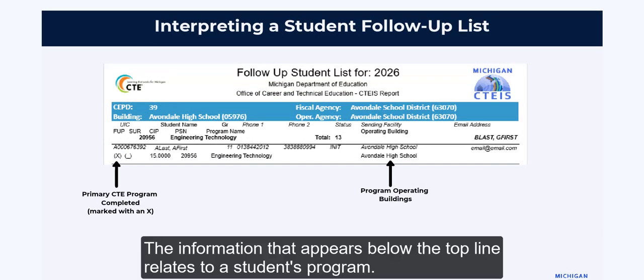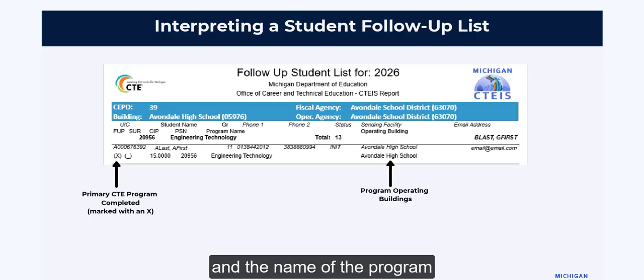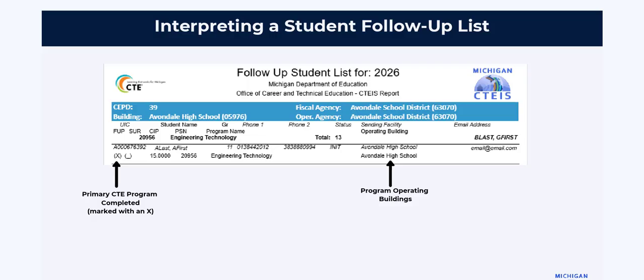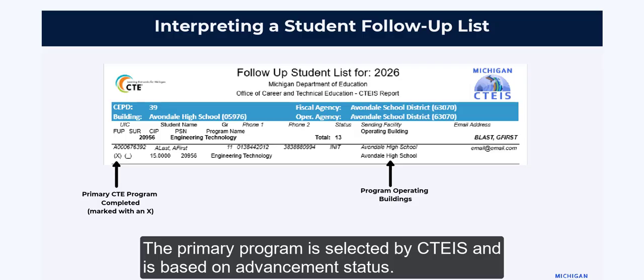The information that appears below the top line relates to a student's program, beginning with a set of parentheses, the zip code and PSN, and the name of the program. An X contained within the parentheses indicates the student's primary program. The primary program is selected by CTEIS and is based on advancement status.